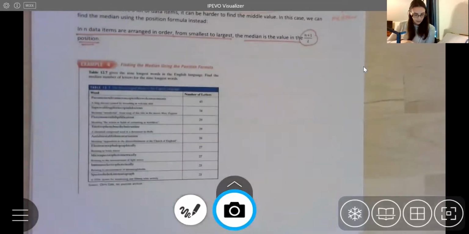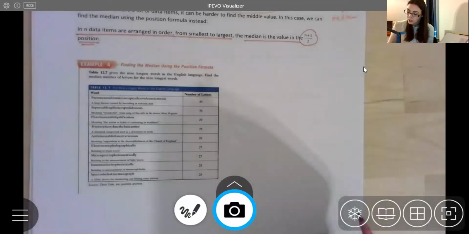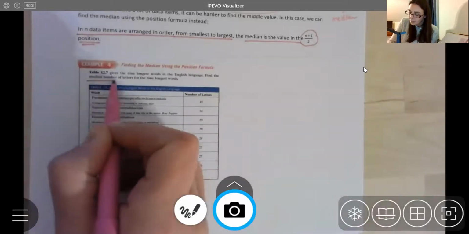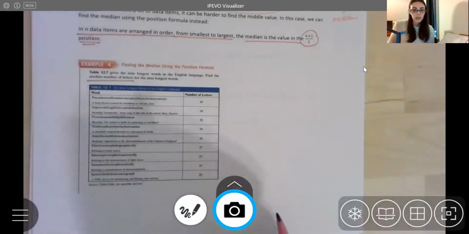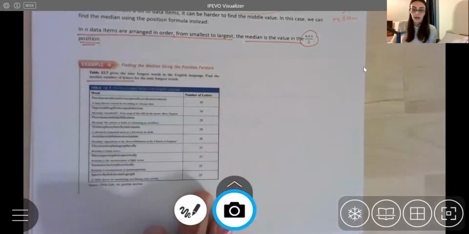So let's do example 4. And again, I know it's hard to read here. So this is in your text on page 790. And it says, this table gives the 9 longest words in the English language. And we want to find the median number of letters for the 9 longest words. Now, the information on the left is actually just extra information that we don't need to do the math, but we do need to know the numbers on the right.